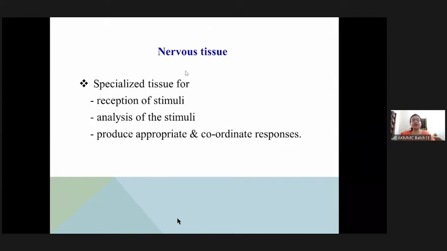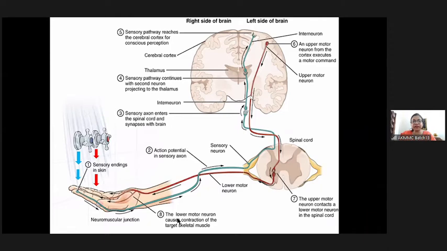specialized for reception. You already know about it. Specialized for reception of stimuli, analysis of stimuli, and production of appropriate and coordinate response. Can you remember this picture? Yes ma'am. Okay. In this picture we can see if water pours on our hand, what happened? Free nerve ending will receive that stimulation, reception of stimulation.